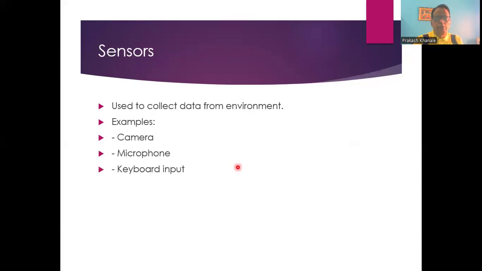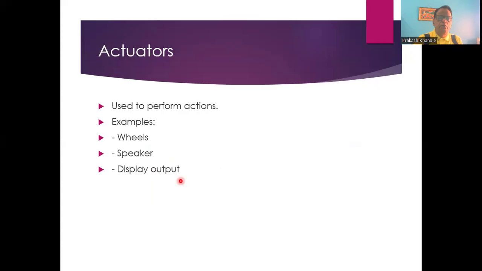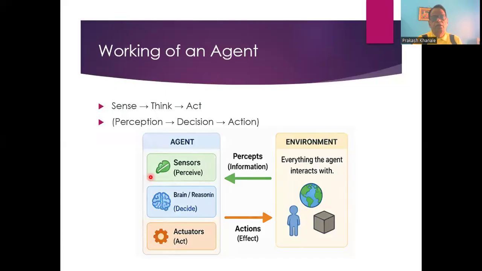Sensors can be used in order to collect the data from the environment. Sensors such as a camera, microphone, or keyboard input can be used to collect the data from the environment. And then there are actuators, and actuators will actually perform the action. For example, a speaker can be an actuator, a wheel can be an actuator, or even a display unit can be an actuator, which will actually perform the job or action.